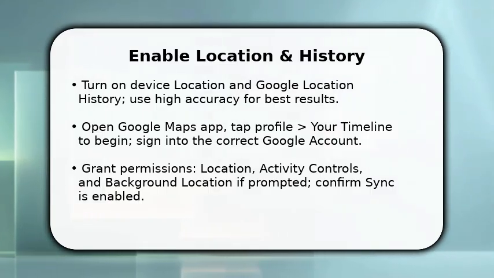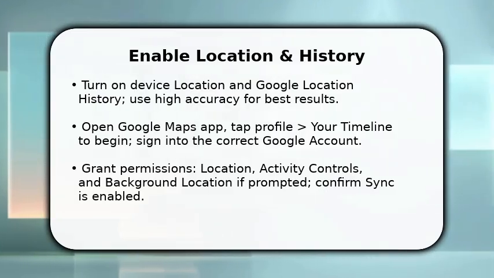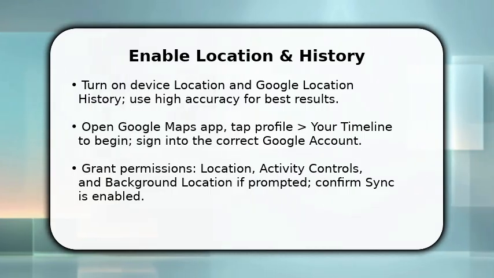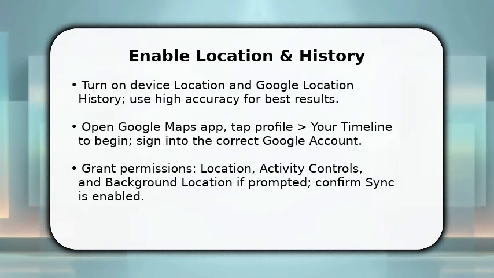Open Google Maps, tap your profile avatar, and choose your timeline. If you're not signed in, sign into the correct account now. Grant required permissions, location, activity, and background access so Google can log movements automatically. Once these are allowed, Maps will begin collecting trips and places for the timeline view.